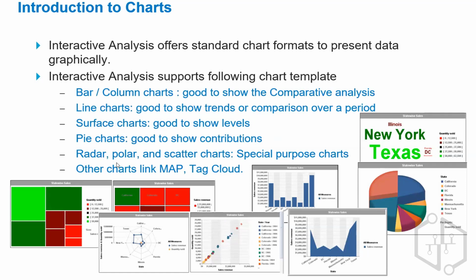These charts are also available: radar, polar, and scatter charts. These are special purpose charts which we mostly use if we have a huge amount of data, and to estimate, like in machine learning, we use radar, polar, and scatter charts for forecasting and so on. These are special purpose charts. We don't use them for normal reporting purposes. Other charts are the map chart and tag cloud.